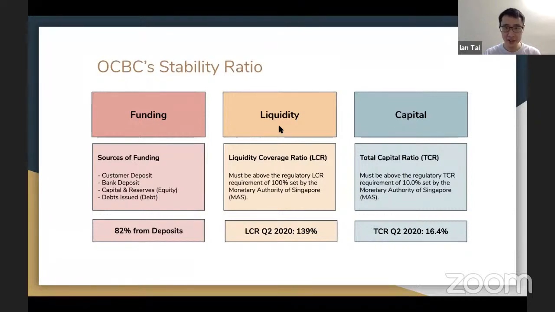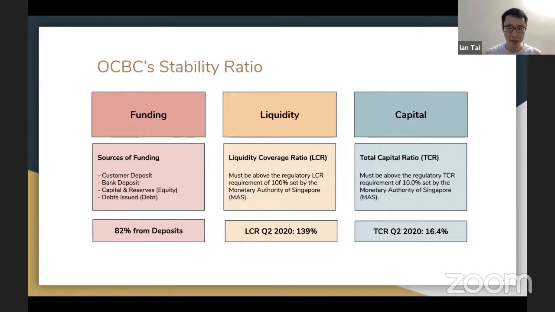Now, when it comes to liquidity, it simply means, if let's say there's a bank run, and people start to withdraw all the money from the bank, can they actually hold up or not? Can they actually meet all these short-term financial obligations?